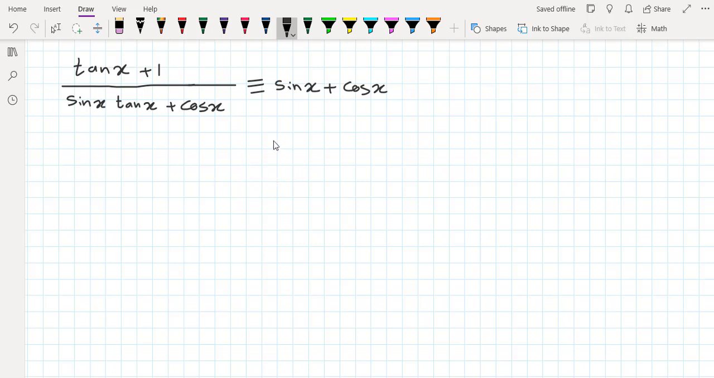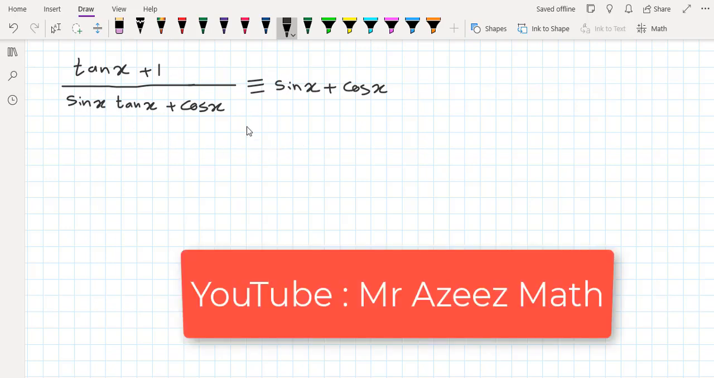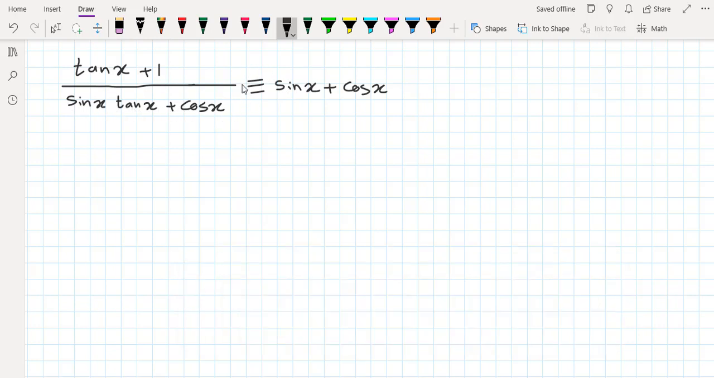In this video we're going to prove three trigonometric identities. The first one that I'm going to start with is this one. Tan x plus 1 over sine x, tan x plus cosine x is equivalent to sine x plus cosine x.